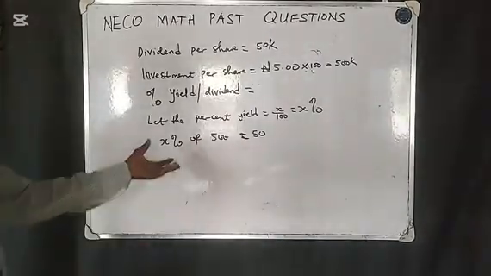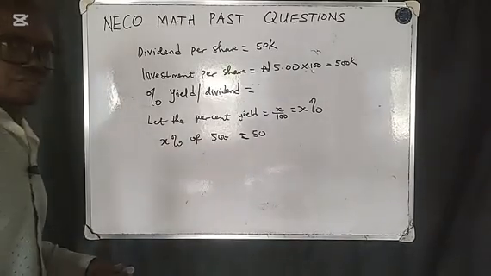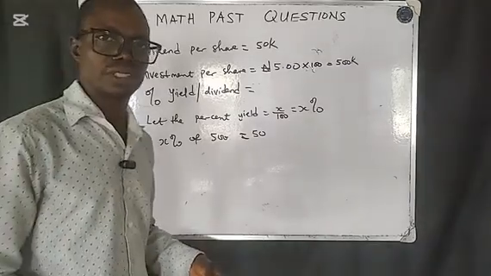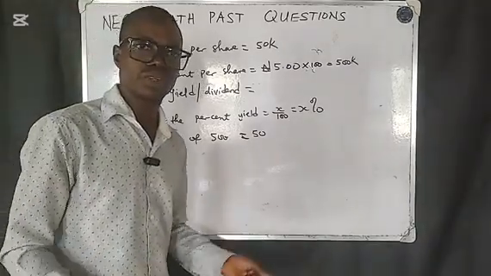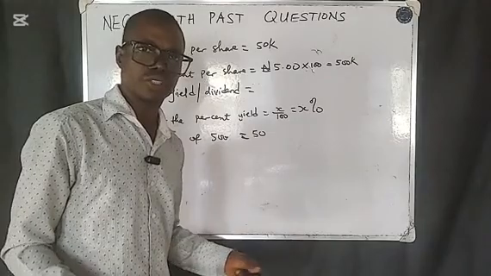So in that case, anything percent is that over 100. 20% is 20 over 100. So X percent is what? X over 100. 1000% is 1000 over 100.